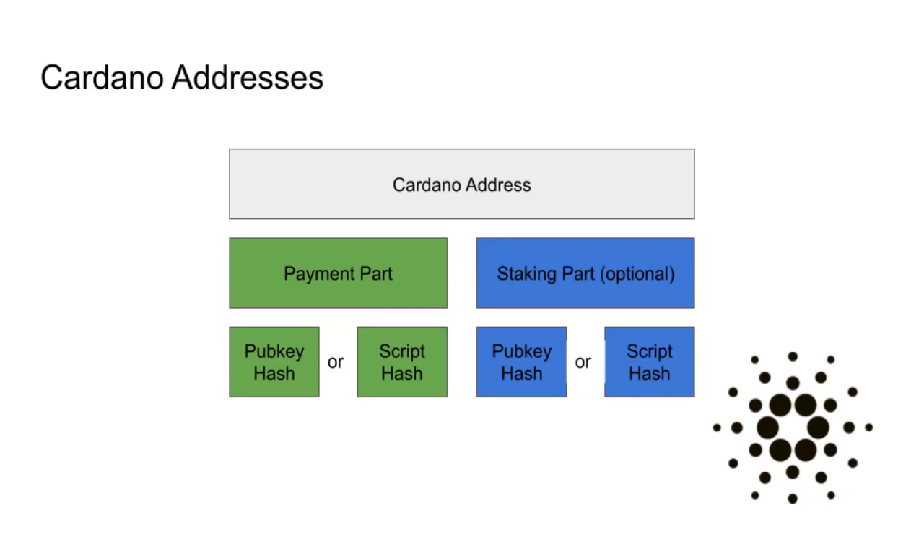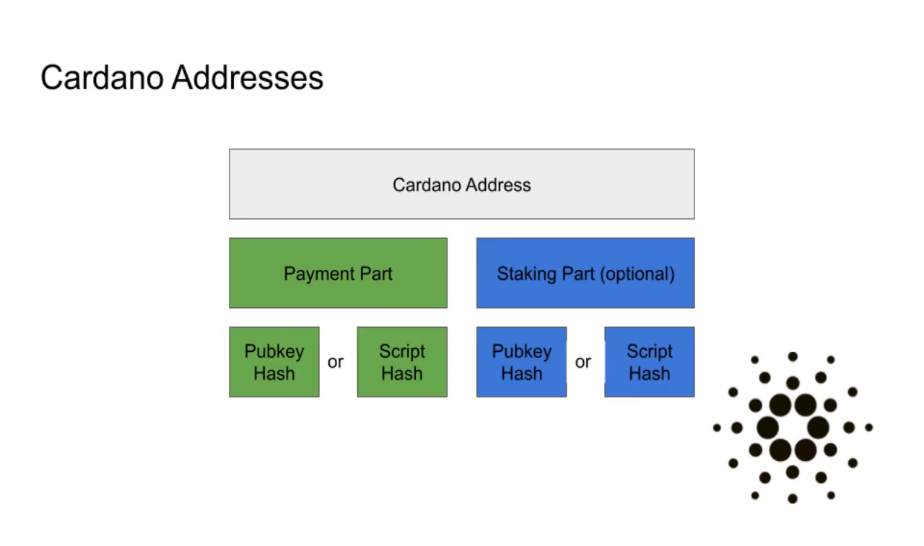If, on the other hand, it's given by a script hash, then the corresponding script is executed during validation. So whereas the payment part of an address decides about who has the right to spend a UTXO, the optional staking part of an address decides about who is entitled to the staking rewards and who is in control of delegation. And again, for the staking part, there are two options.